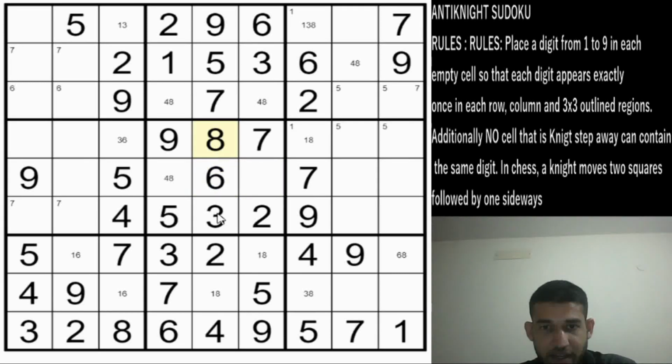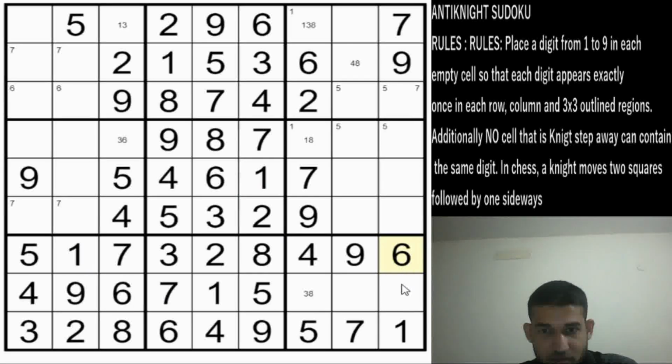So this would be an 8. This is a 1. This is 8. So this is an 8. This is a 4. This is a 4, and this is a 1. And using classic rules, we can fill box 7 now. So this can be filled now, and this will be 2 or a 3, because 8 is at knight's move from this cell. This will be a 2, 3 or 8.